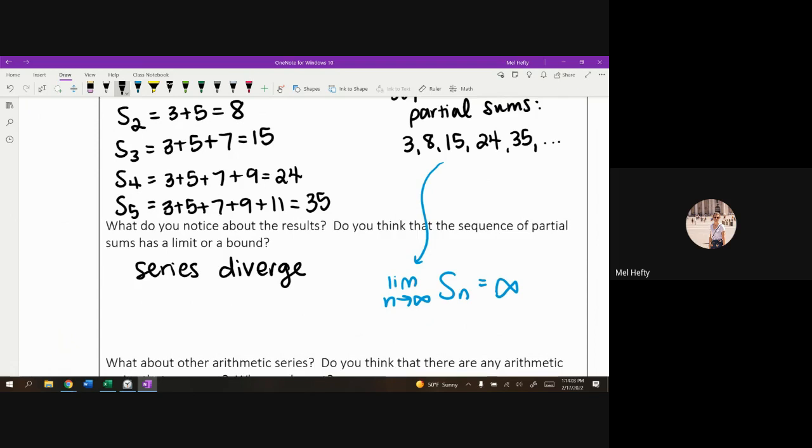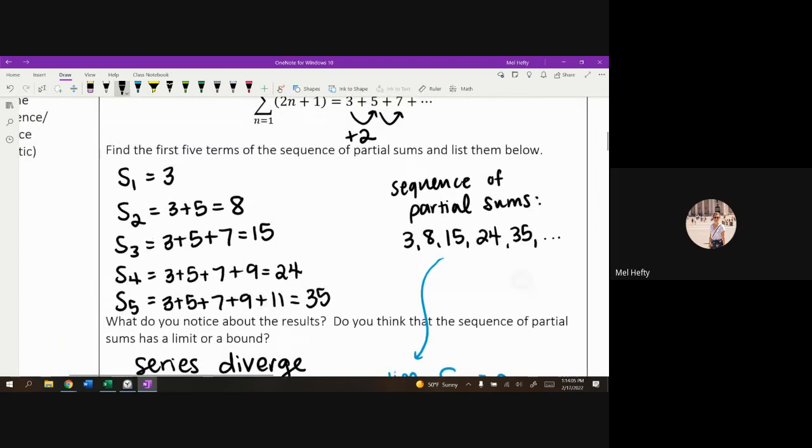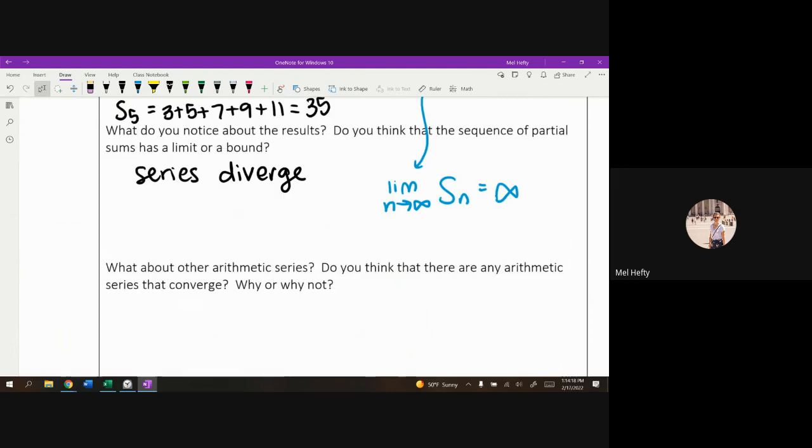If you think logically about why that's happening, I'm adding a bigger and bigger number every time, right? That's not going to do well for me trying to get a finite sum for this. I would need the terms to start getting smaller. So let's talk about other arithmetic sequences.